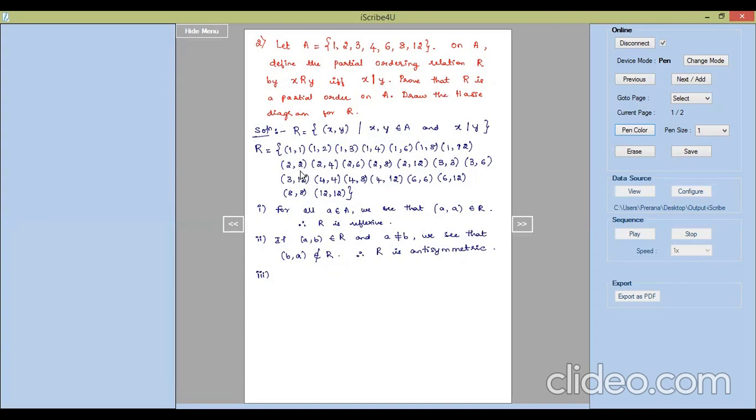Moving ahead to 2, 2. 2, 2 and 2, 4 gives us 2, 4, which is there in R. 2, 2 and 2, 6 gives us 2, 6, which is there in R. Similarly, I can observe 2, 4 and 4, 4 gives us 2, 4. 2, 6 and 6, 6 gives us 2, 6. 2, 6 and 6, 12 gives us 2, 12, which is there in R. 2, 8 and 8, 8 gives us 2, 8. 2, 12 and 12, 12 gives us 2, 12, which is there in R. 3, 3 and 3, 12 gives us 3, 12.